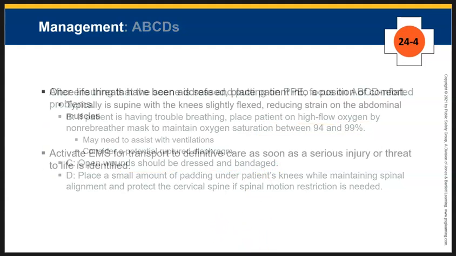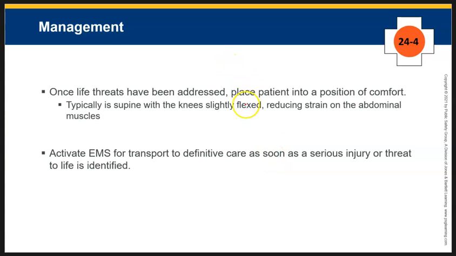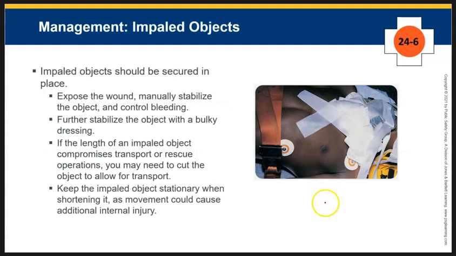Once life threats have been addressed, put the patient into a position of comfort. For an abdominal or pelvic injury, this is going to be supine with flexing of the knees, reducing strain on the abdominal muscles. We'll activate EMS and transport to definitive care as soon as serious injuries or life threats have been dealt with. For an impaled object, it's like all impaled objects.